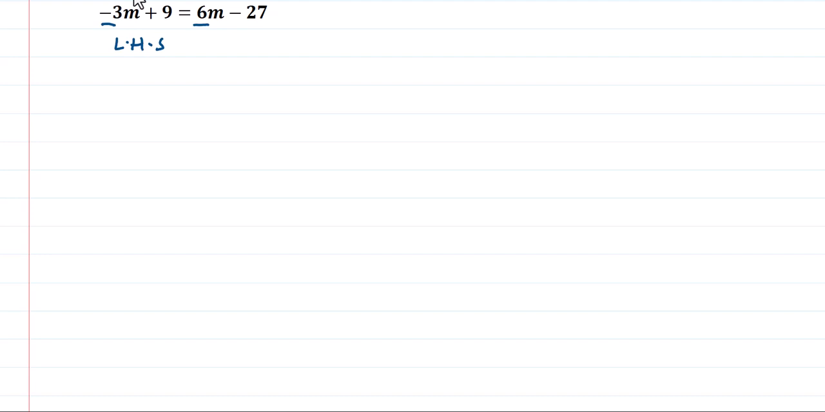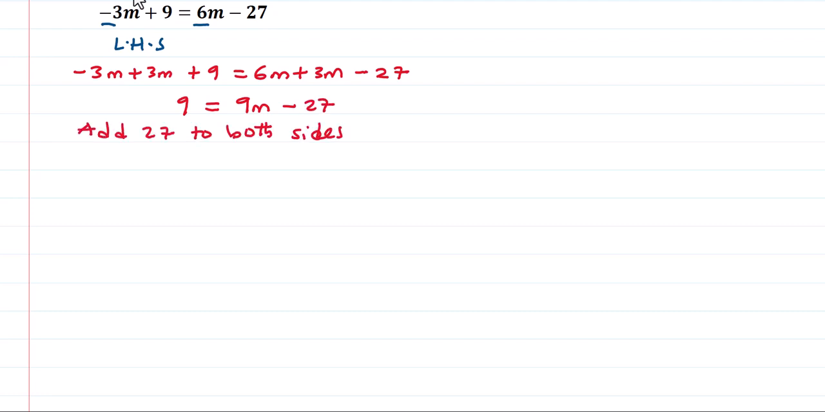We are adding 3m to both sides, so we have negative 3m plus 3m, then plus 9 is equal to 6m plus 3m minus 27. So here we just have 9 is equal to 9m minus 27. So let's add 27 to both sides. Doing that, we have 9 plus 27 is equal to 9m minus 27 plus 27.